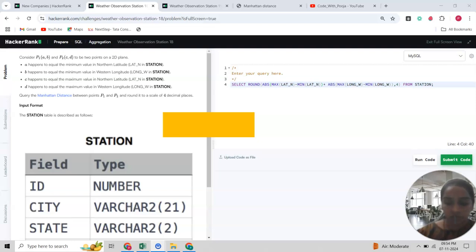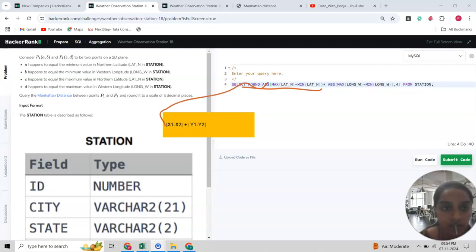Okay, what it tells? It tells mod of x1 minus x2, then add, then y1 minus y2. So is it happening? Let's check. Yeah, so absolute, yes, sorry, absolute, yeah, it is absolute is here.